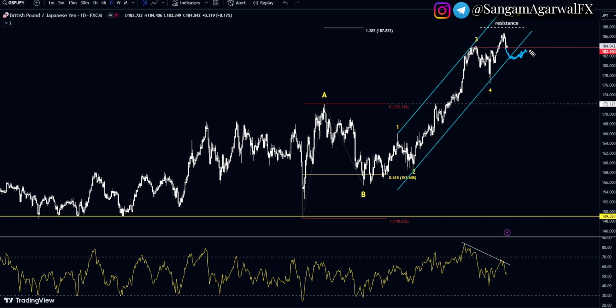If this support level breaks out, then you can sell on the retest, first support, the high of wave A. And if you see RSI, then both trend lines are going in opposite directions. That means an RSI divergence trade. Maybe we can see an ending diagonal chart pattern here.